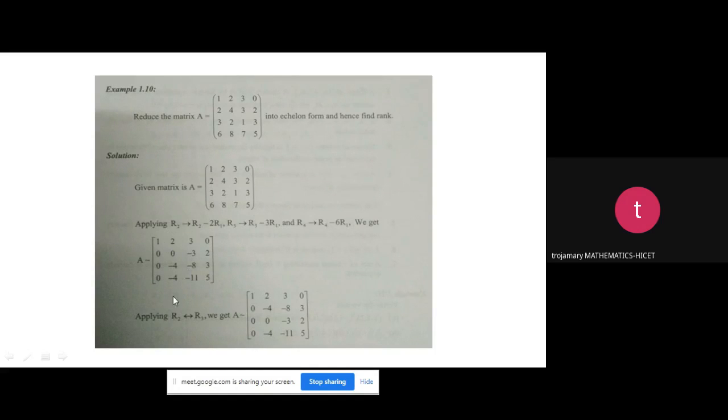Is it clear? Then, again applying, first in the element, this minus 4 in the fourth row, second element, we want it to be 0.